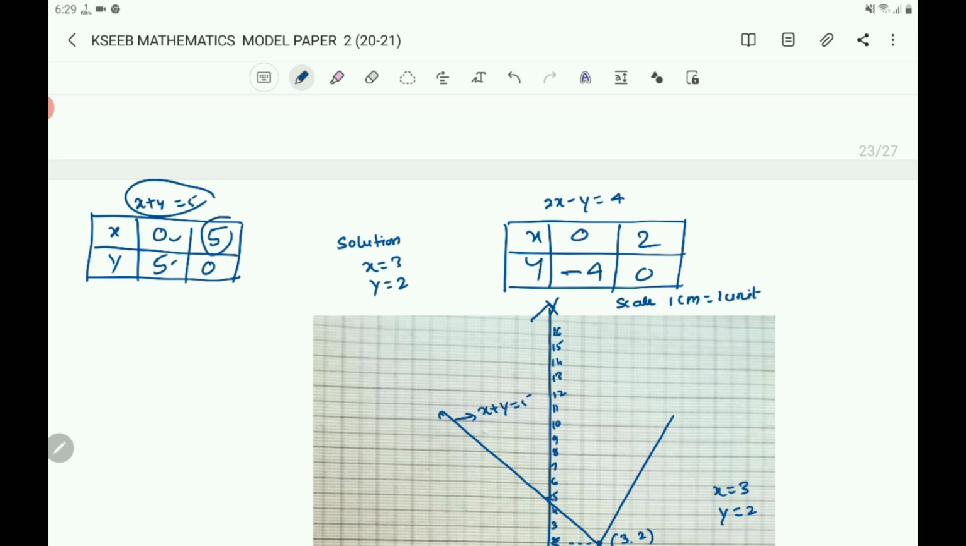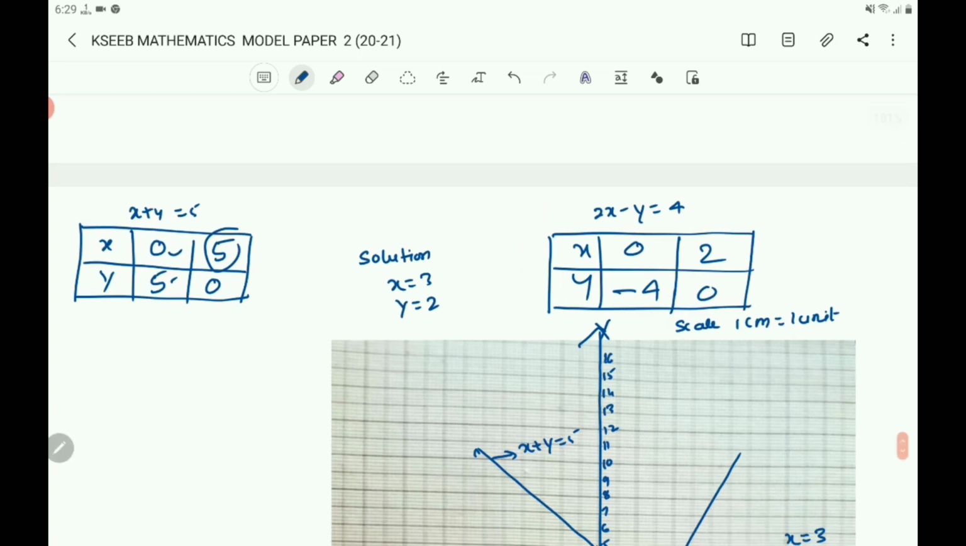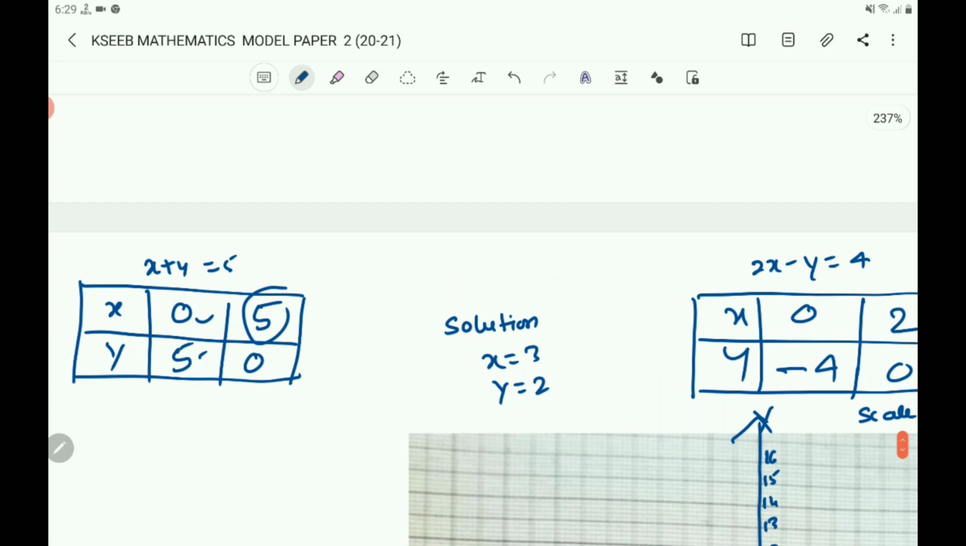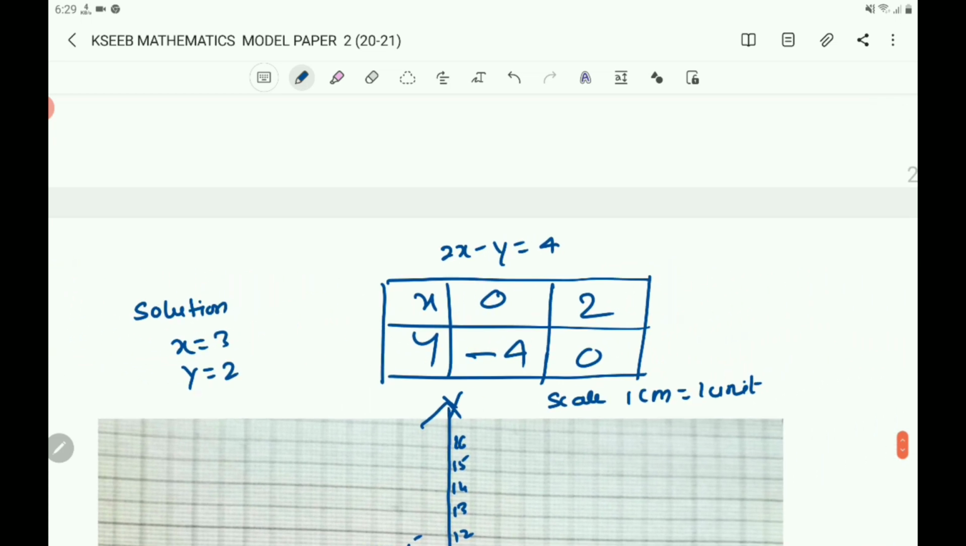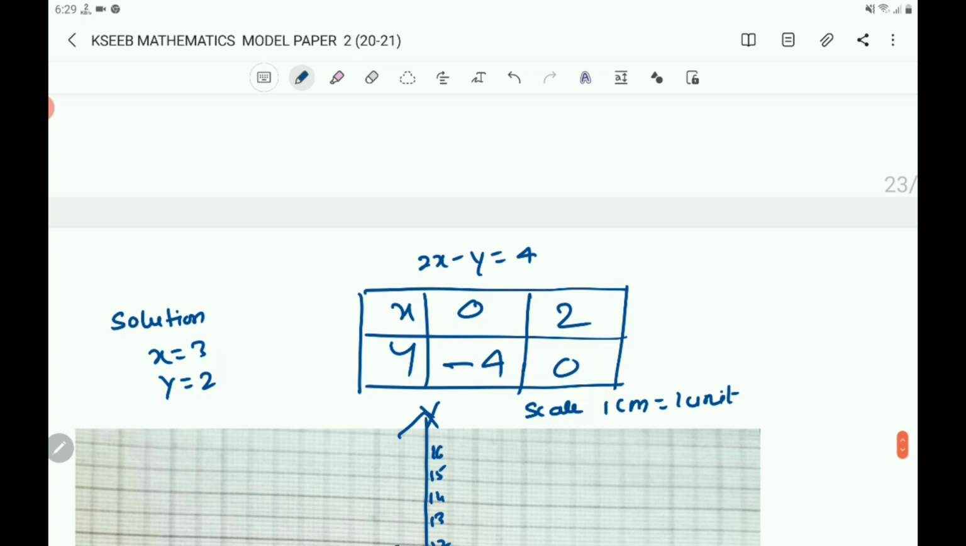Here you will get directly, because for x plus y equals 5, if x is 0 then y is 5, and if y is 0 then x is 5. Here, if you take x equals 0, then this whole becomes 0, then minus y equals 4, so y equals minus 4. Then if y equals 0, then 2x equals 4, so x equals 4 by 2, that is 2. So these are the coordinates. That is the crude method here.